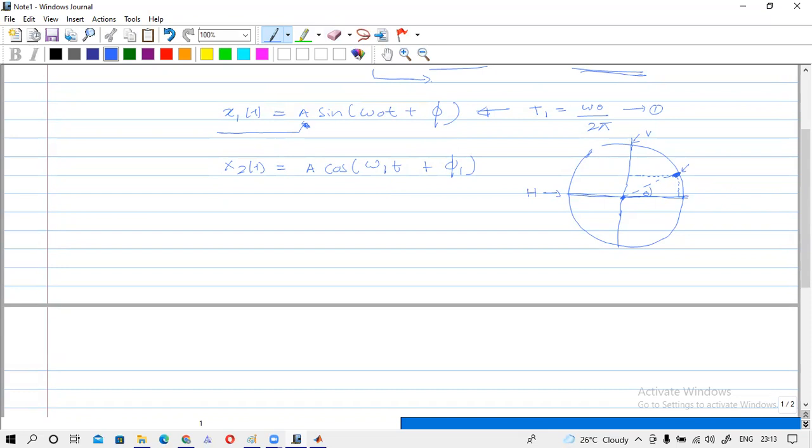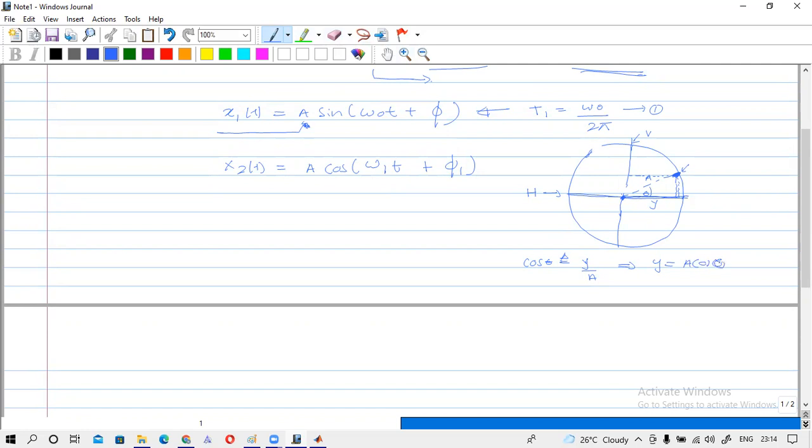By definition, if this is A and let's say this is Y. In the previous case also we considered this length as Y, don't confuse with this. For this time also, if we consider this length as Y, you know that by definition cos theta is equal to Y by A. So Y is equal to A cos theta.